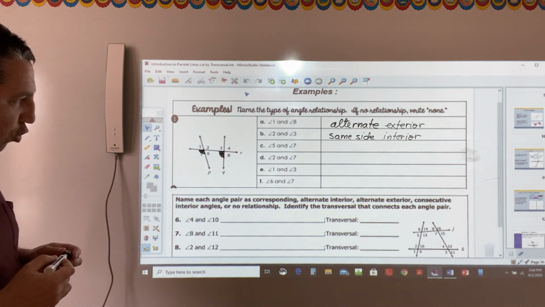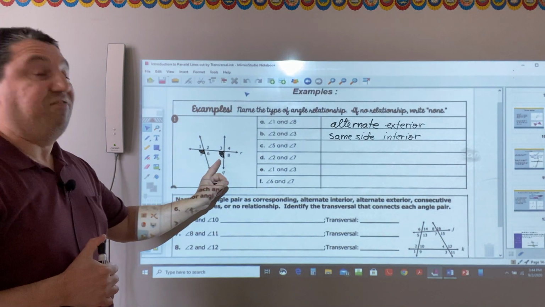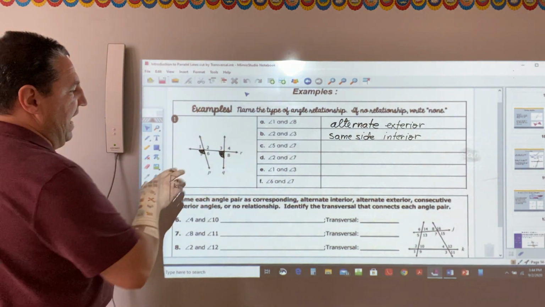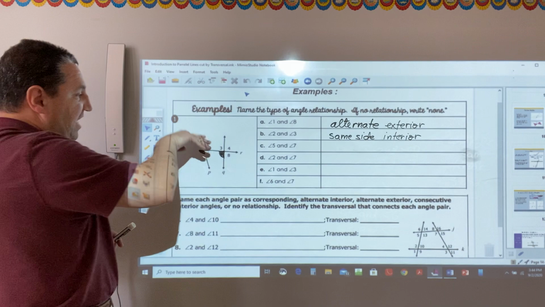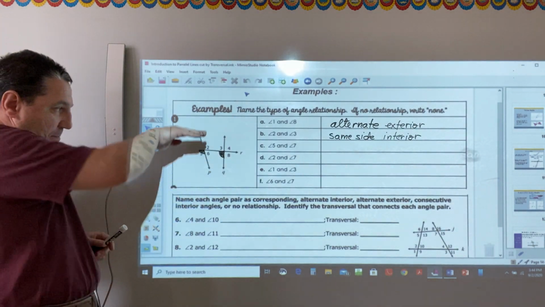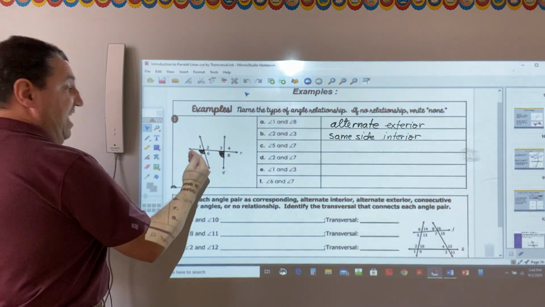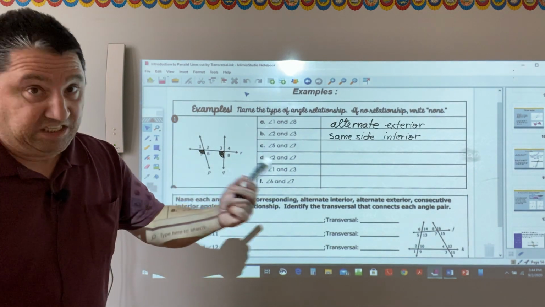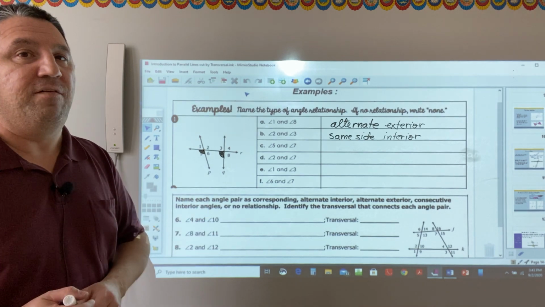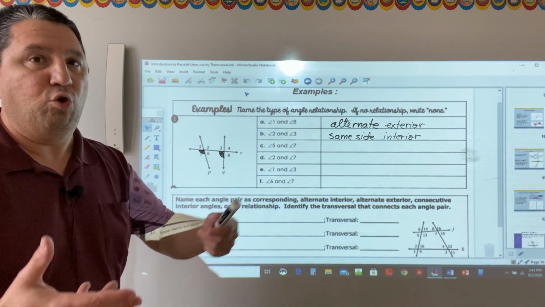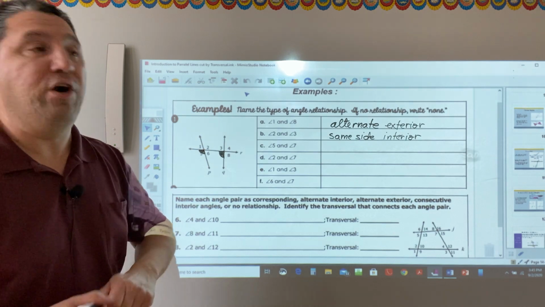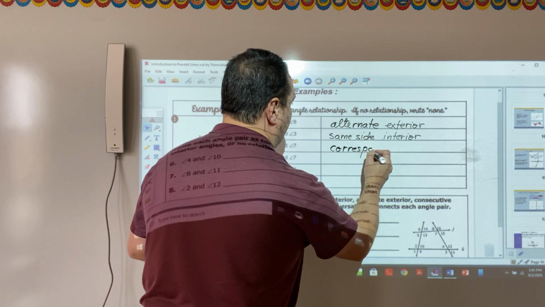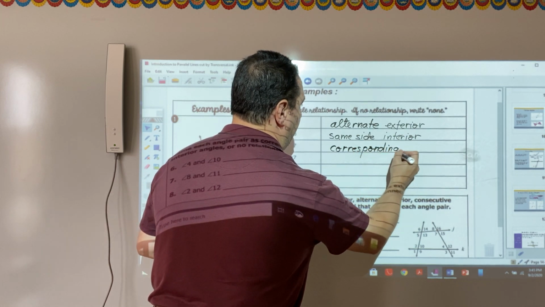Now, if you look carefully, 5 and 7 are in the same location. Look, they are both on the same side of the transversal, below the transversal, and they are both to the left of the lines, same location. What is the name of two angles that are in the same location? We call them corresponding. Good.